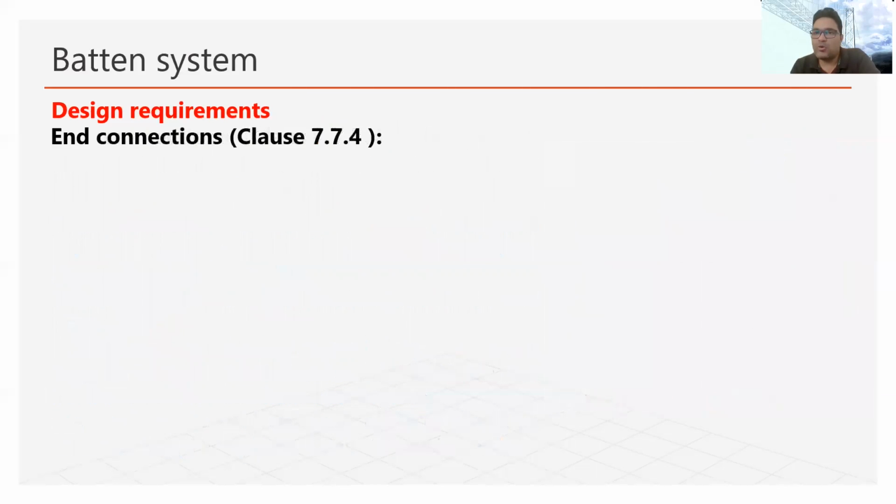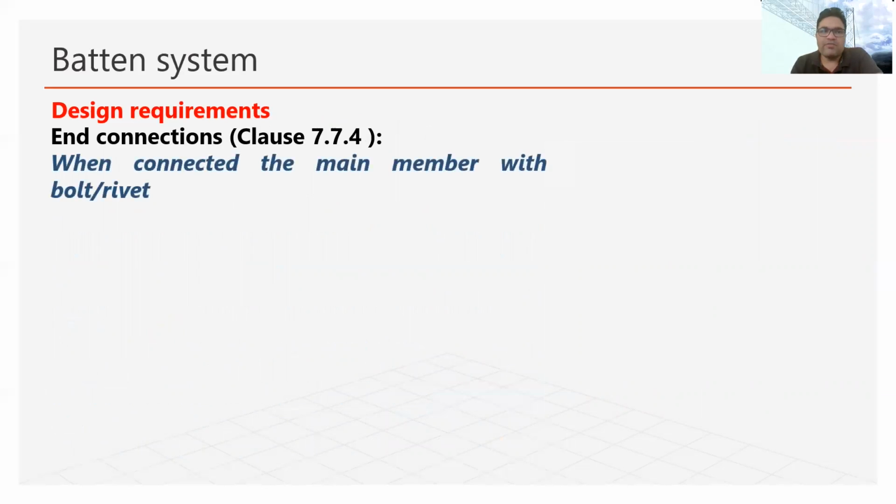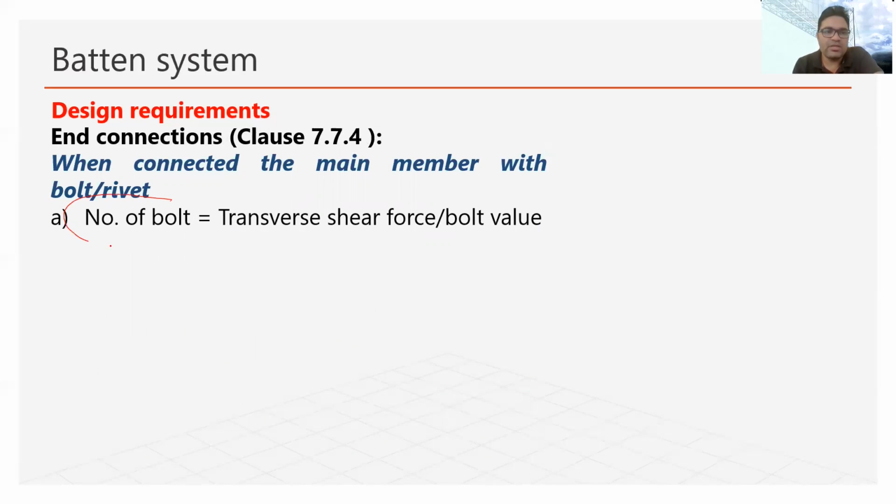Now, if we are providing the bolted connection, in that case, we have to design bolts for resistance against the longitudinal shear and the moment. So when we connect the main member with the bolt or rivet, first of all, we find out the number of bolts. The number of bolts can be calculated by using this formula, which is transverse shear by bolt value. So using this, we will find out the number of bolts.